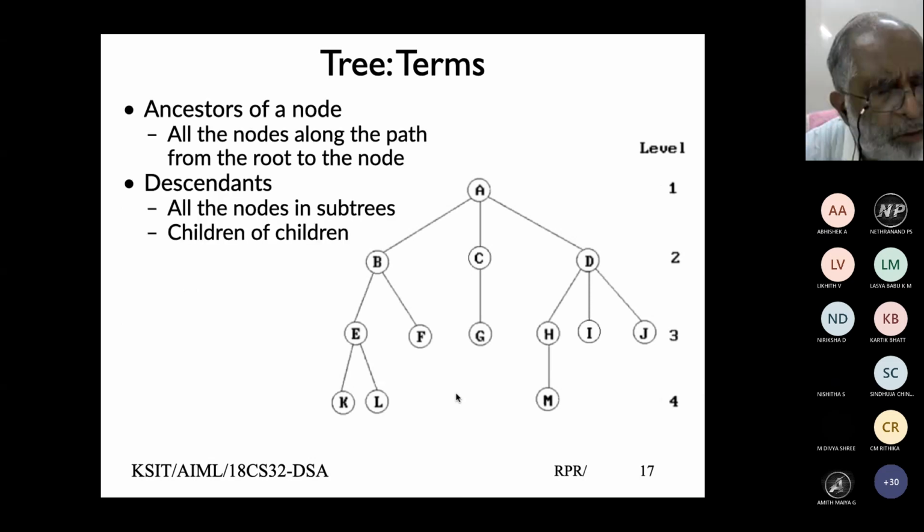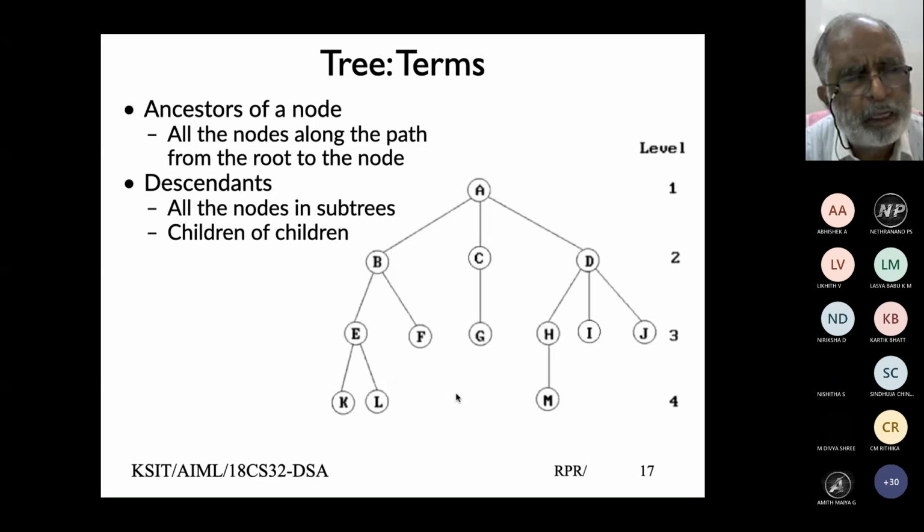So ancestors are all the nodes starting from the root of the tree to the node, they all become ancestors, and a proper ancestor does not include the node itself.